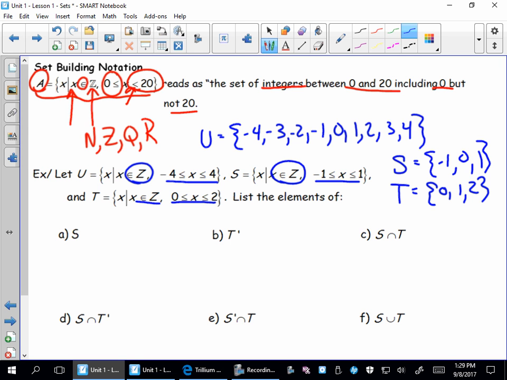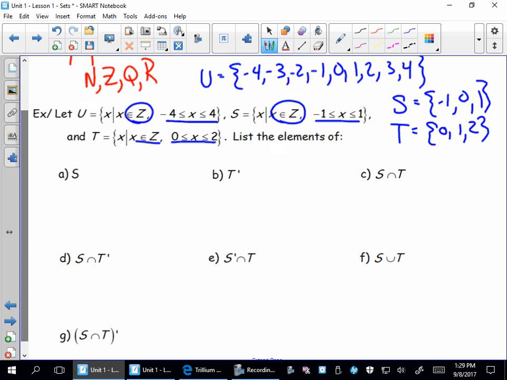What do they want us to do here? Well, let's look at the first question there. Kind of nice. It says, make a list of the elements of S. Well, I know what those are. I already wrote them out. -1, 0, and 1. Make a list of T not. So things that are not in T. But remember, we're going back to the universal set, our starting point. So if T is made up of 0, 1, and 2, it doesn't include -4, -3, -2, -1. It does have 0, 1, and 2, but it doesn't have 3 or 4. Those are the things not in T, but were part of the question, part of the universal set.